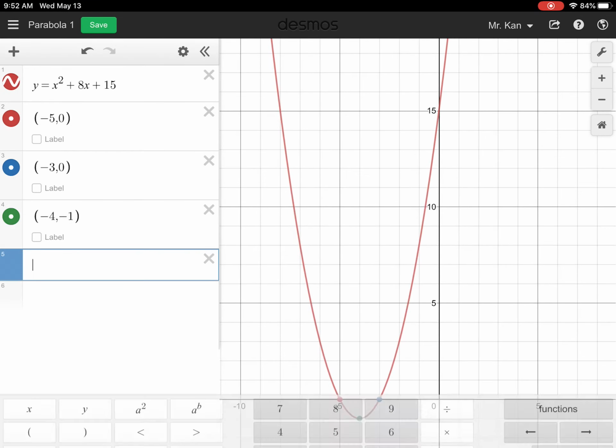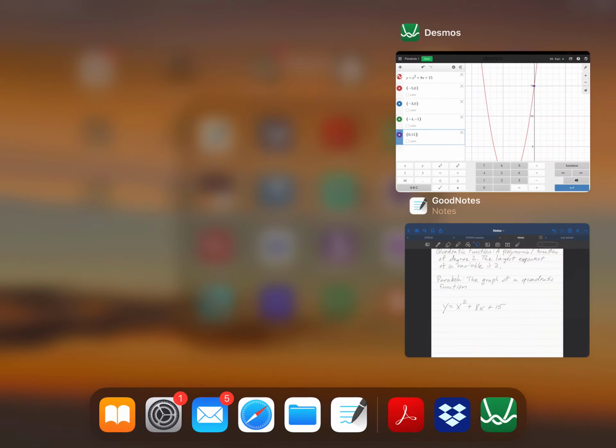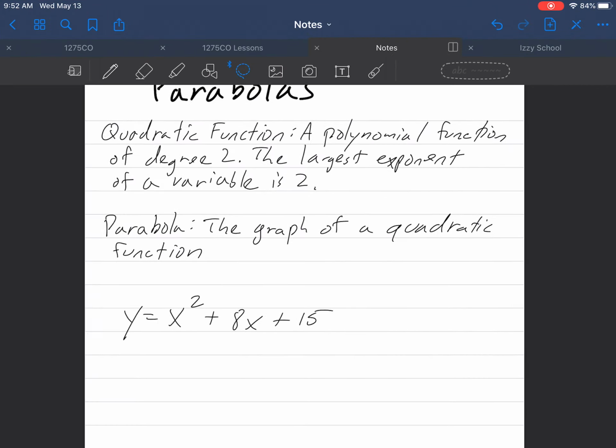Up here at, let's put that as an ordered pair, 0, 15. That's the point where the graph crosses the y-axis. That is called the y-intercept. Right, so just like regular lines, we're going to have x-intercepts and y-intercepts, but a straight line doesn't have a vertex like a parabola does.